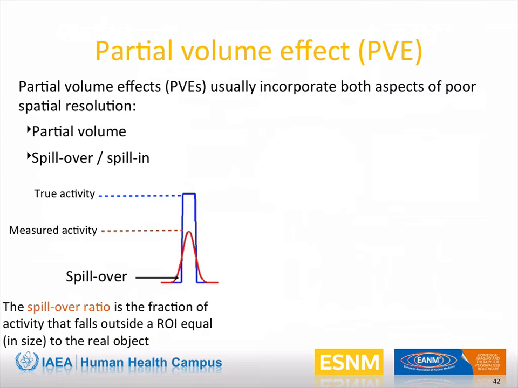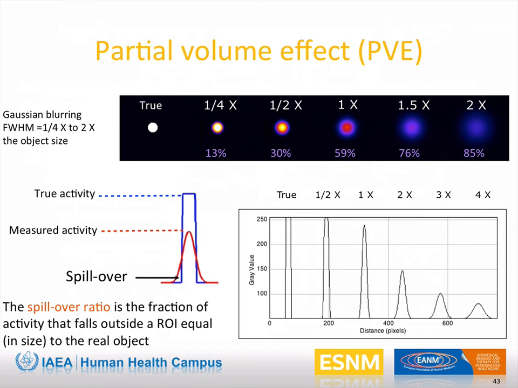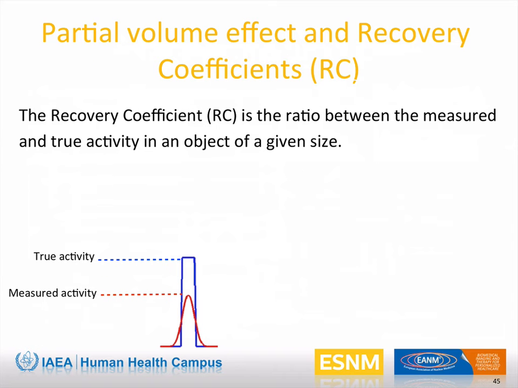The spillover ratio is the fraction of activity that falls outside a region of interest equal in size to the real object. As you can see for this mathematical phantom example, as the spatial resolution value increases with respect to the object size, the spillover ratio increases, already exceeding 50% when the full width at half max equals the object size. In turn, the recovery coefficient, RC, is the ratio between the measured and true activity in an object of a given size.